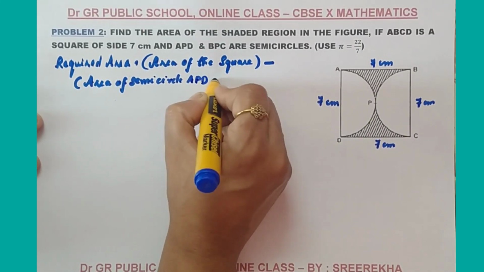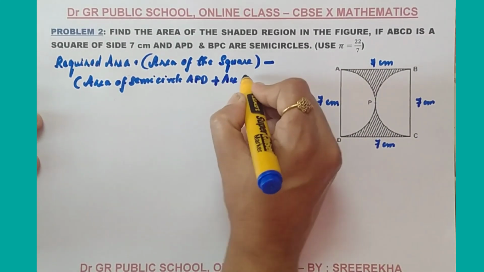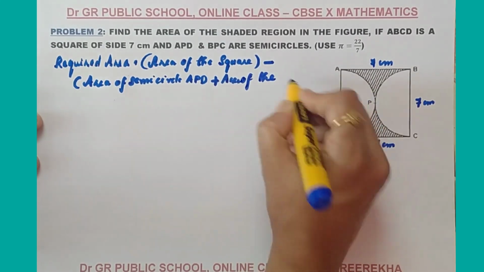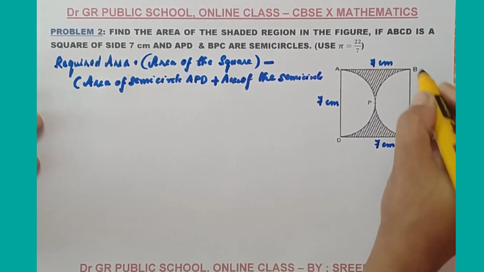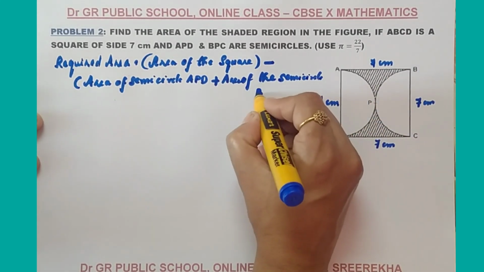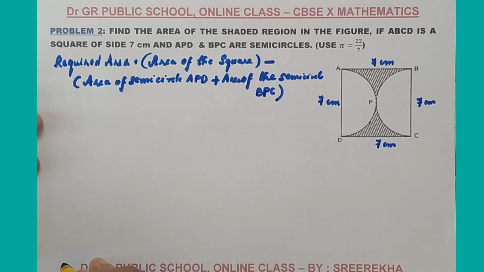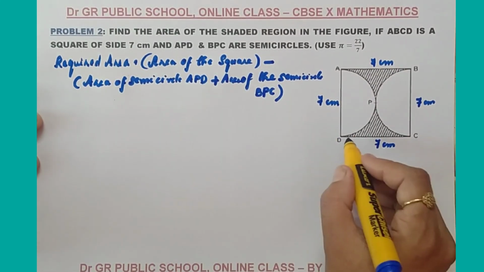APD, the left side semicircular area, plus area of the semicircle, one more semicircle given here, BPC. Two semicircular areas you need to subtract. Okay. To find the area of a square, you know that we want the side.